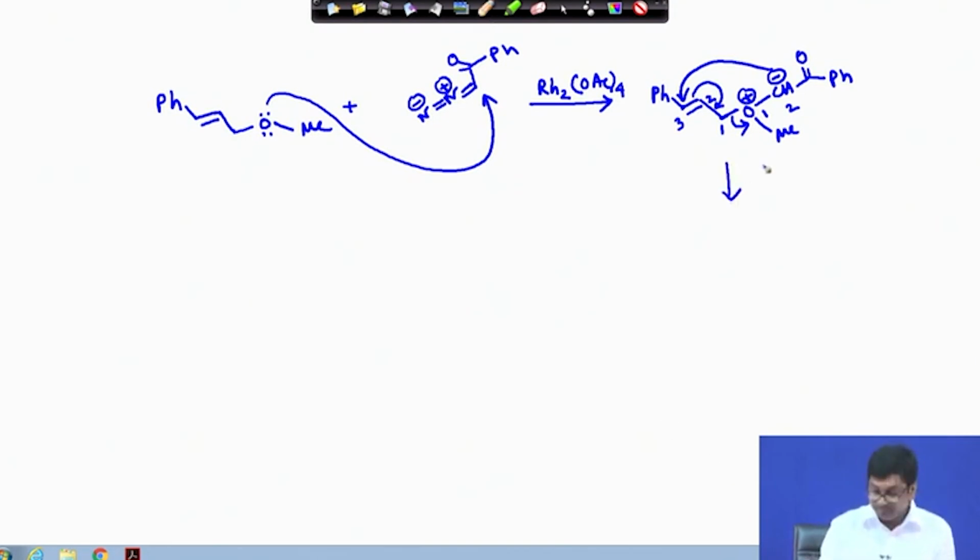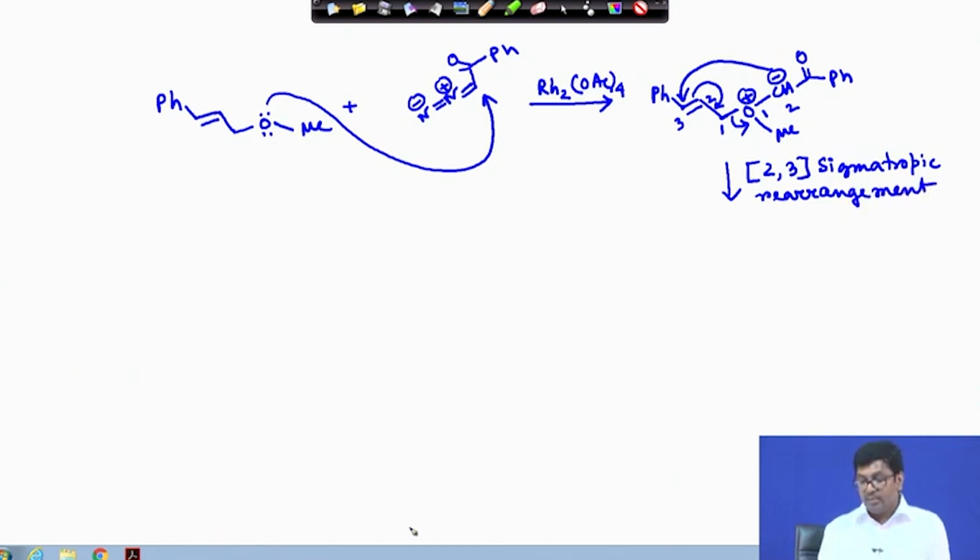So, if it goes via this 2,3 sigmatropic rearrangement, then the product will be okay. So, then the final product will be the insertion followed by the sigmatropic rearranged product, that is nothing but this product. Okay.